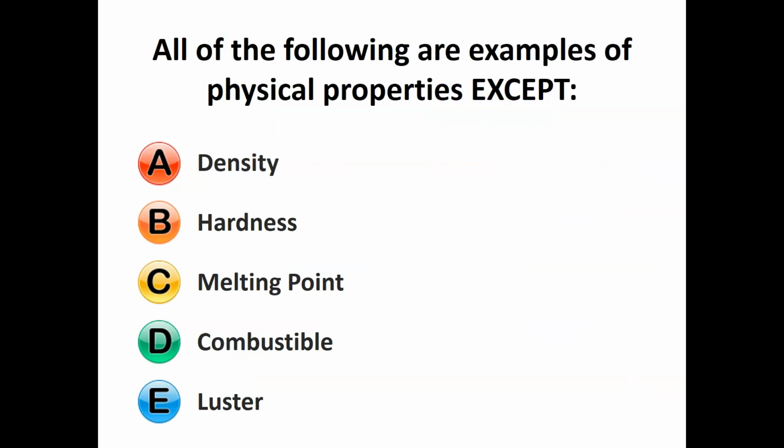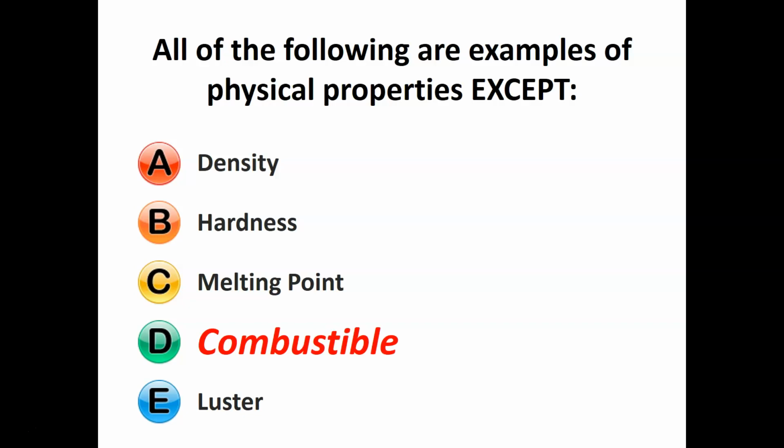So look at these examples. These are all physical properties except one of them. One of them is not a physical property. It would be a chemical property. Answer choice D is a chemical property.